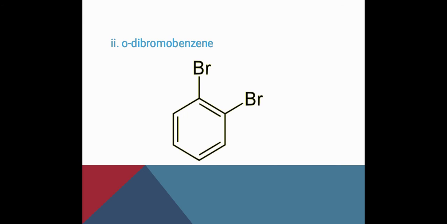Next, number 2, o-dibromobenzene. Alright, so o stands for ortho. This is an ortho structure. Dibromo, so there are two bromine attached to it, and it's a benzene, so it's a benzene attached to bromine.